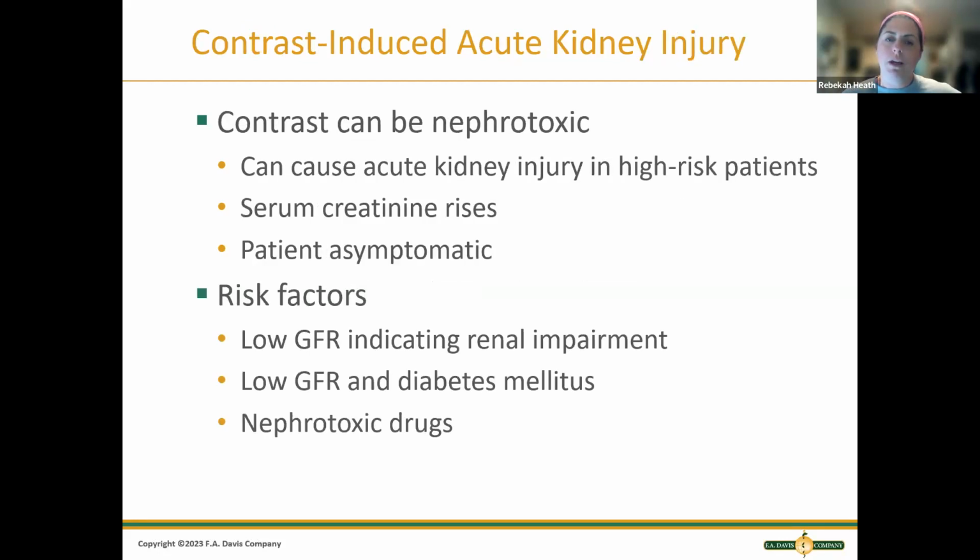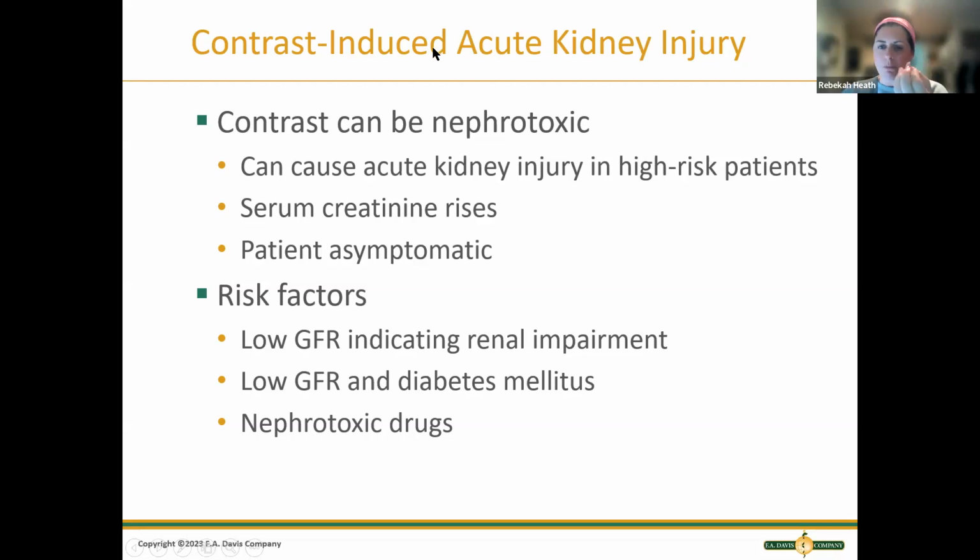So one thing that we get worried about when we talk about our IV contrast being nephrotoxic is something called contrast-induced acute kidney injury. We already said that contrast can be nephrotoxic. So even if somebody doesn't have kidney disease or kidney issues, giving somebody IV contrast can actually bump somebody into some renal failure. It might be acute renal failure.